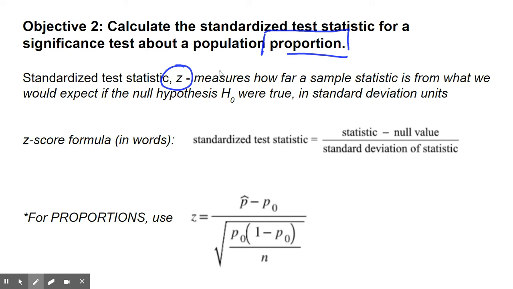Now, the first thing I have is the z-score formula in words, because the formula, if you look below, looks a little bit clunky, right? So this is what you're doing. You're finding your standardized test statistic by taking your statistic, which is going to be your p hat value in this case, minus your null value, which is going to be p sub 0, and you're going to divide by the standard deviation of your statistic, which will be the standard deviation form for a proportion using the null value in there. And this is what you're going to use for proportions, this formula right here.